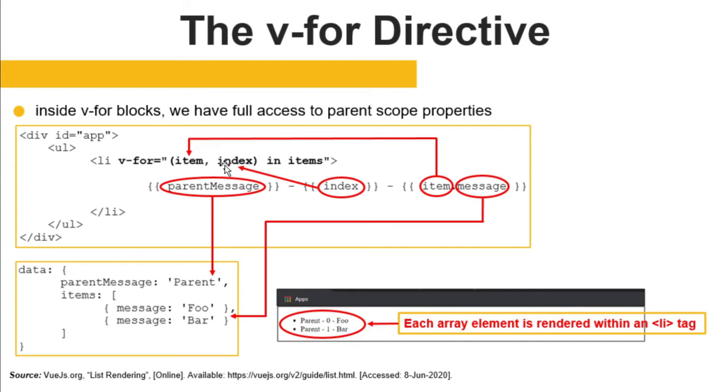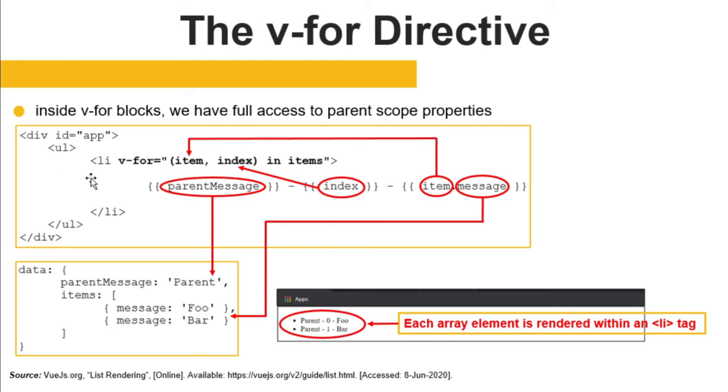The first argument is always the element of the array, so this should be considered as the element of the array being represented, and the second argument is always the index position of the element within the array. Although you can change the aliases, I highly suggest that you use singular form for the array element name, and in our case, the name of our array is items, and always use index as the name of the second argument. This is to maintain code readability.